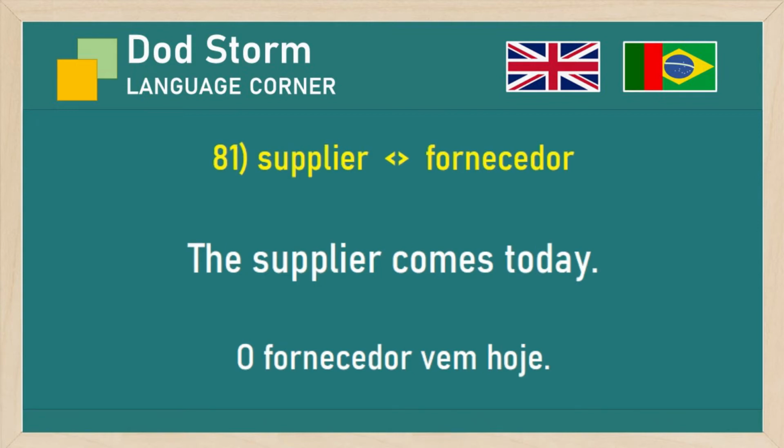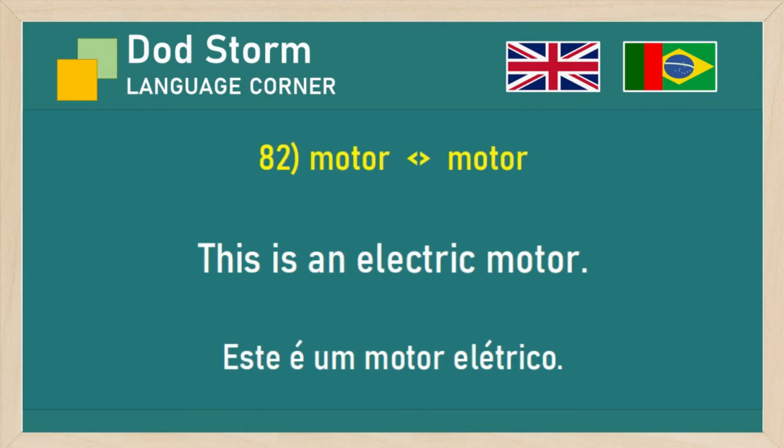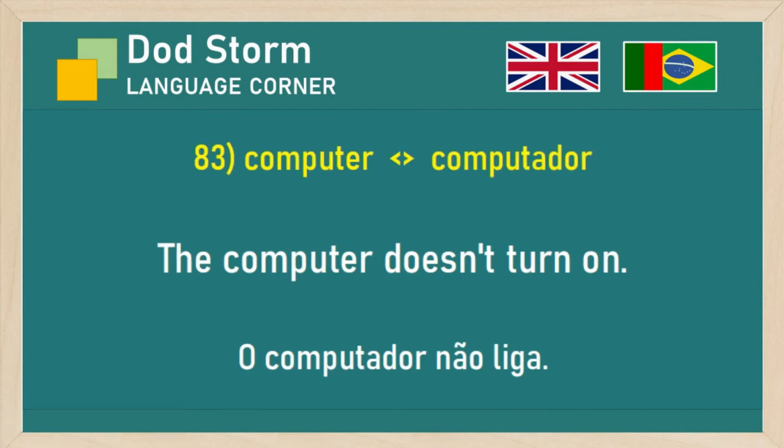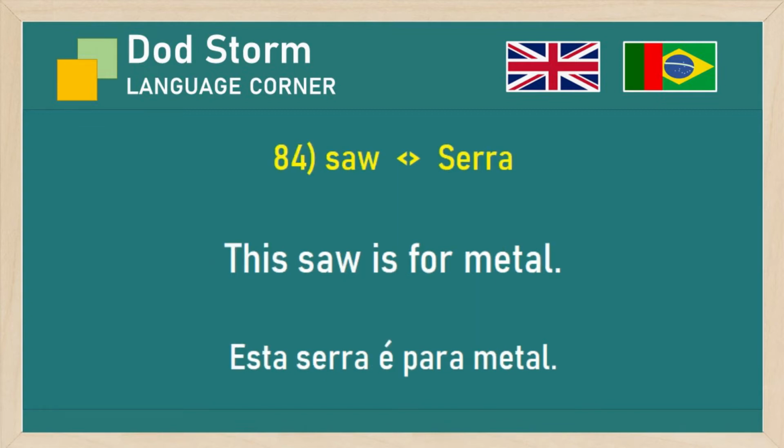The supplier comes today. This is an electric motor. The computer doesn't turn on. This saw is for metal.